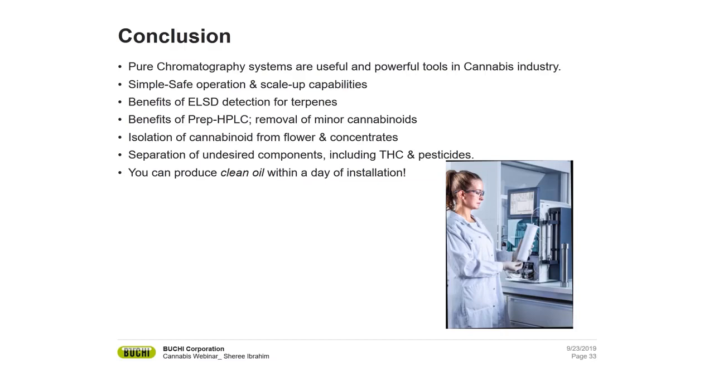We are coming to an end here with our conclusion slide. The Pure chromatography systems are useful and powerful tools in the cannabis and hemp industry. The instrument is simple, safe to operate, and has scale-up capabilities. You can use the ELSD for terpene detection. You can use the Prep HPLC to remove minor cannabinoids. You can isolate desired cannabinoids such as THC and CBD, focusing on purity, and separate undesired components and pesticides. You can produce oil within a day of installation.